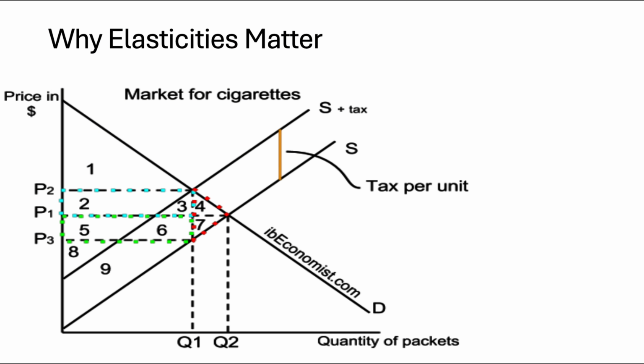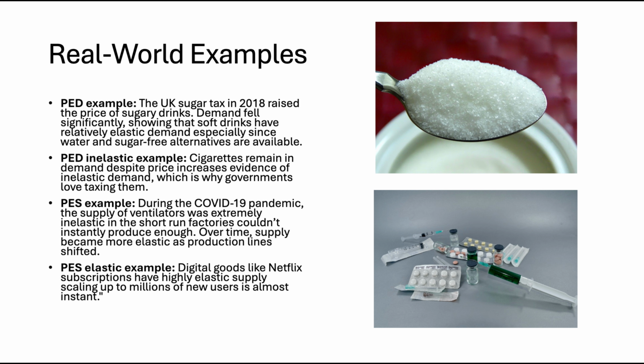With price elasticity of supply, governments use it to understand how quickly industries can adjust. As an example, when global oil prices rise, OPEC's ability to expand production determines whether prices stabilize or keep climbing. Let's look at some real-world examples you could use in your IB essays.